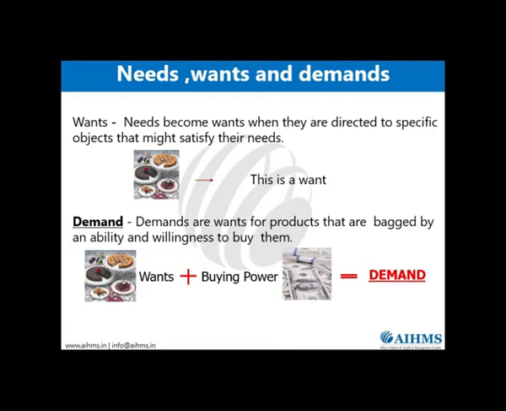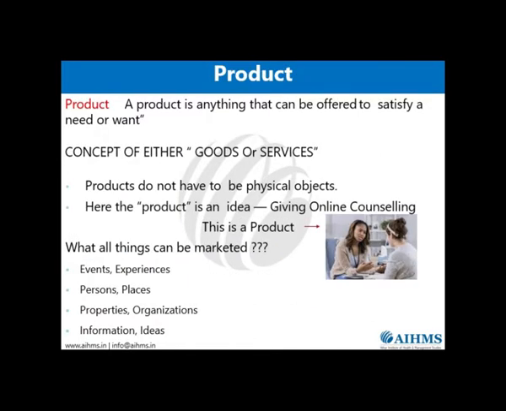Based on this concept, there is also the concept of demand. Demands are basically wants for products that are backed by an ability and willingness to buy them. So for example, your capacity to buy that want is basically going to address the factor which is called demand.